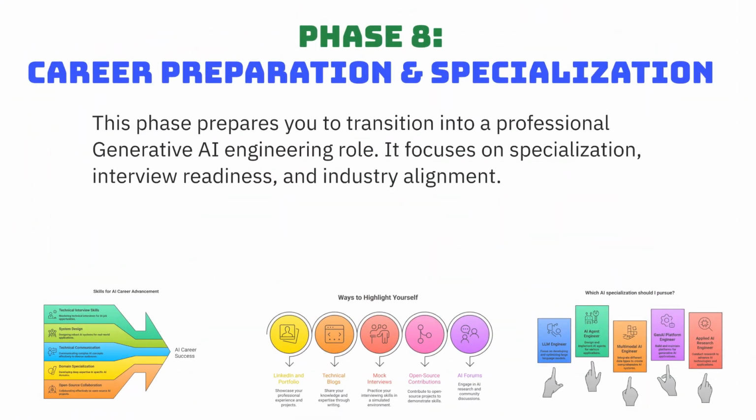Phase 8. Career preparation and specialization. This phase prepares you to transition into a professional generative AI engineering role. It focuses on specialization, interview readiness, and industry alignment. Choosing a niche and preparing strategically increases job opportunities and long-term career growth in the Gen AI domain.